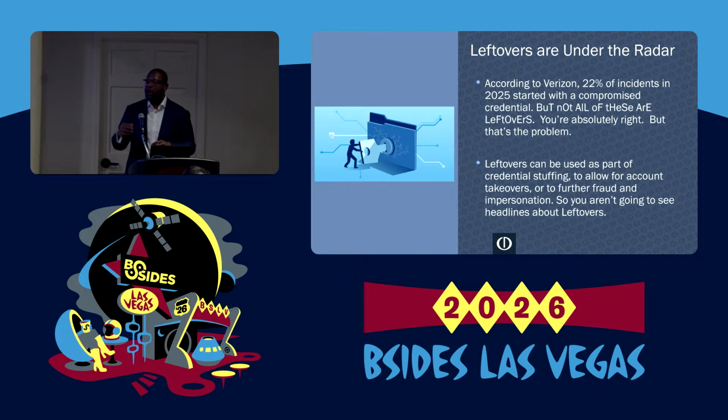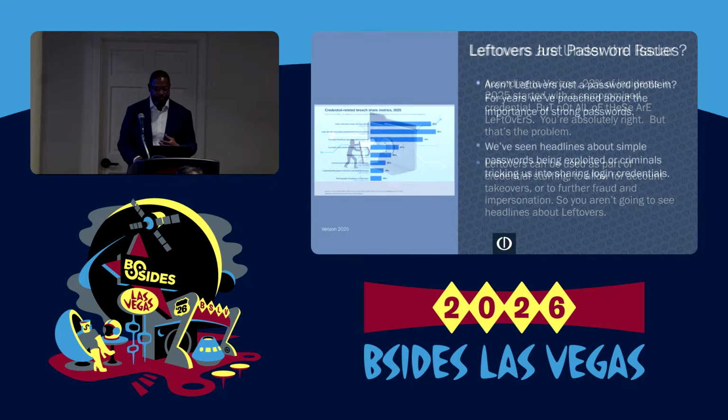Leftovers can be used as part of credential stuffing, part of account takeovers. They can be used to further fraud and impersonation. So they can be used in a number of different ways. And so you're not going to see a ton of headlines the way that you would see a headline for a ransomware attack when previously compromised data is used, which means that they're under the radar, which means it's harder for us to have those important conversations about how to protect ourselves.